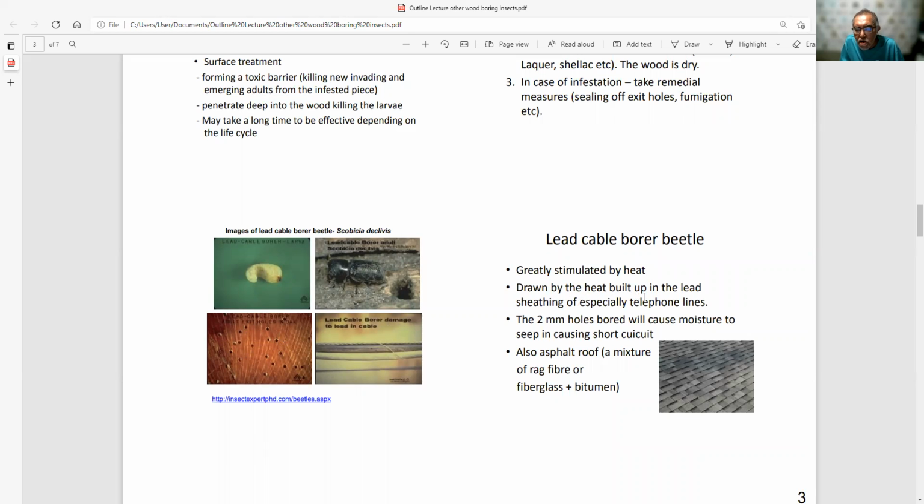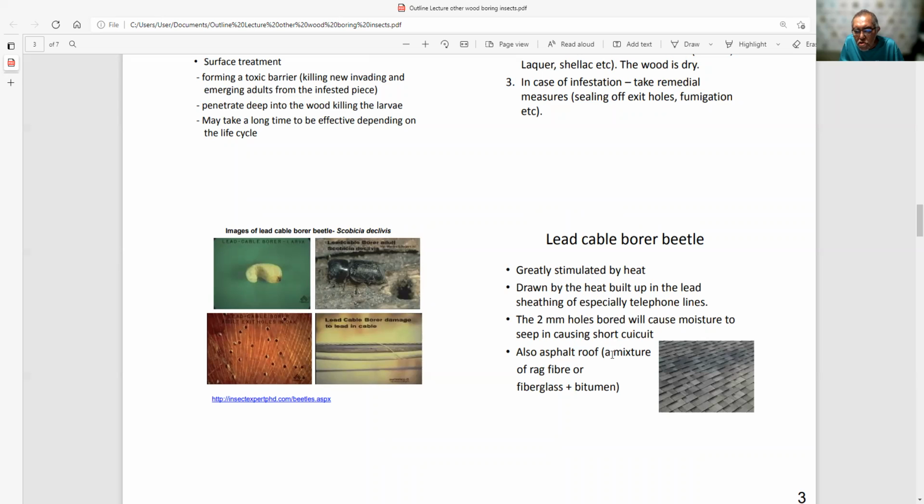Drawn by the heat built up in the lead sheathing of especially telephone lines, the heat built up attracts the insects to the warmth. Pada apa ni, rasa panas. The 2 mm holes bored will cause moisture to seep in, causing short circuit. And because of the holes bored, it can lead to other implications, and short circuitry is one.